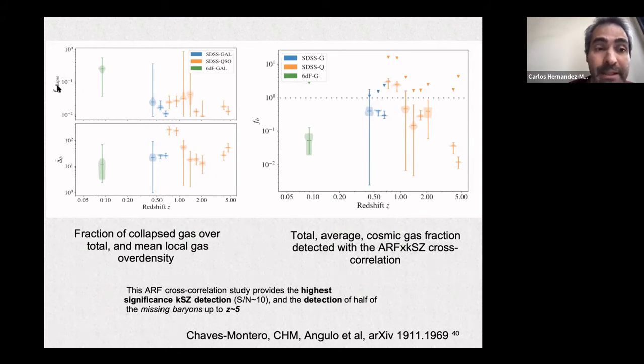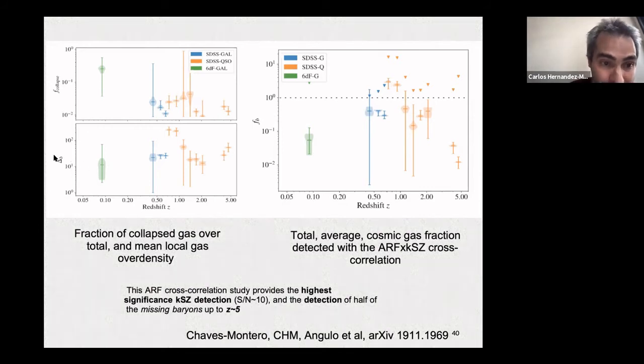Fraction collapse here means the fraction of the signal that is coming from the electrons inside the halos. And you see that for most cases, it's just a few percent. Most of the signal that we measure must necessarily be coming from outside the halos, from unbound gas. This is the so-called missing baryons, right?